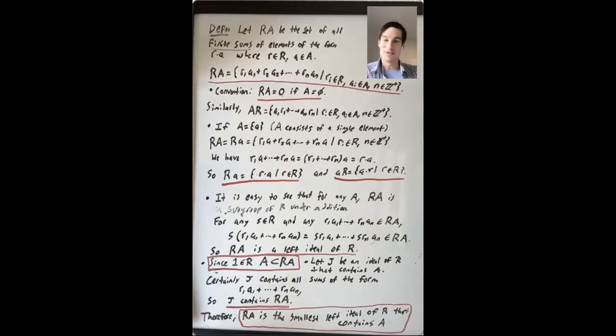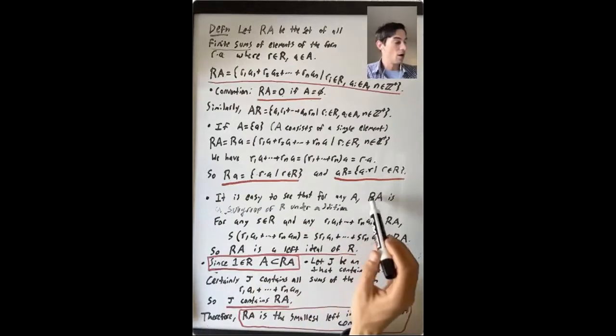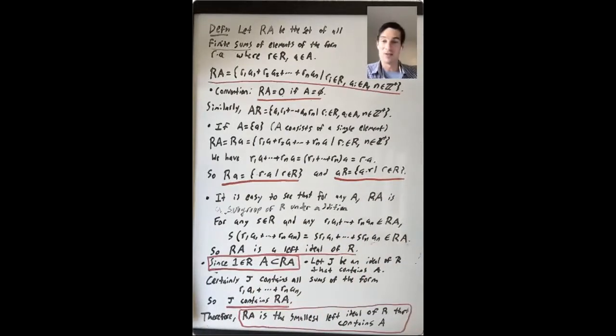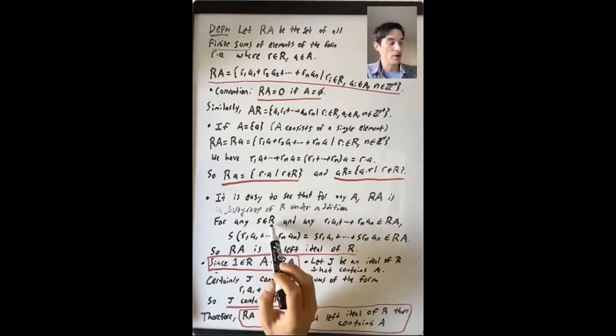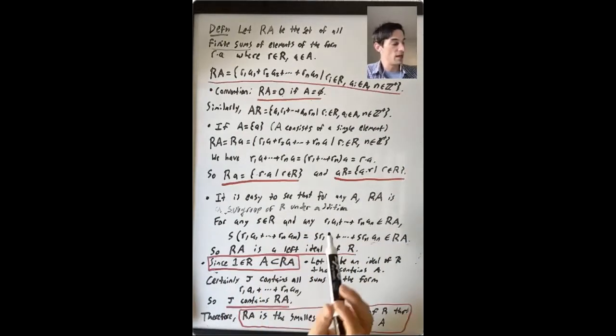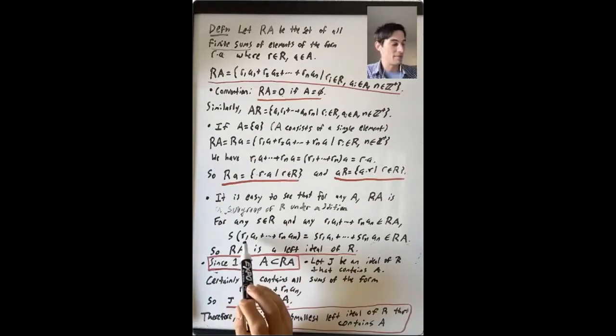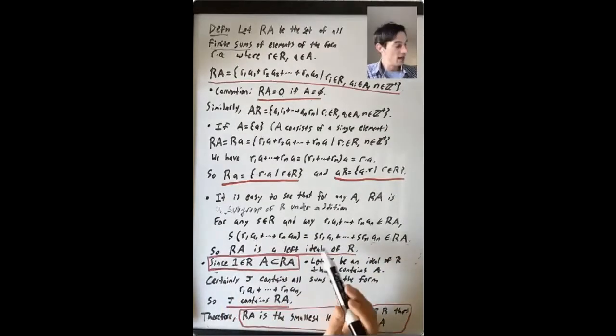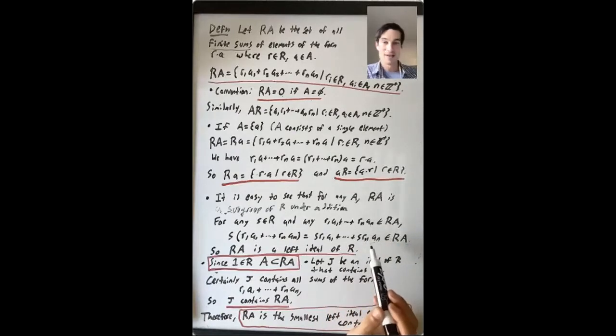All right, so what else do you need? It's an additive subgroup of R, but it also has some additional structure. In particular, RA is a left ideal of R. So we need to show that it's closed under left multiplication by elements in the ring. Let's pick some element s in the ring, pick some element in RA, and look at the product: s times (r1a1 plus ... plus rnan). We can just distribute and see that that's sr1a1 plus sr2a2 plus ... plus srnan.